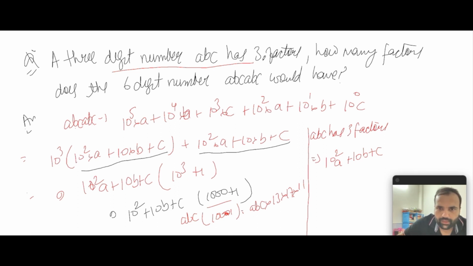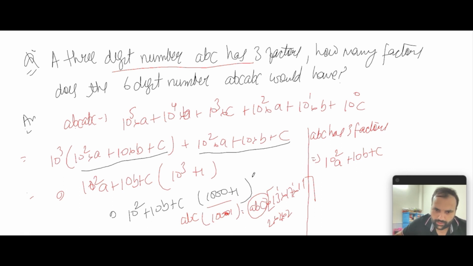A 3-digit number ABC has 3 factors. Now see over here, how many factors is a 6-digit number over here? So this is a component. So how many factors do you have? 1, 1, 1. So it's 2 into 2 into 2. Are we missing something? 13 into 11. Missing something. 11 multiply 11, 9, 9.